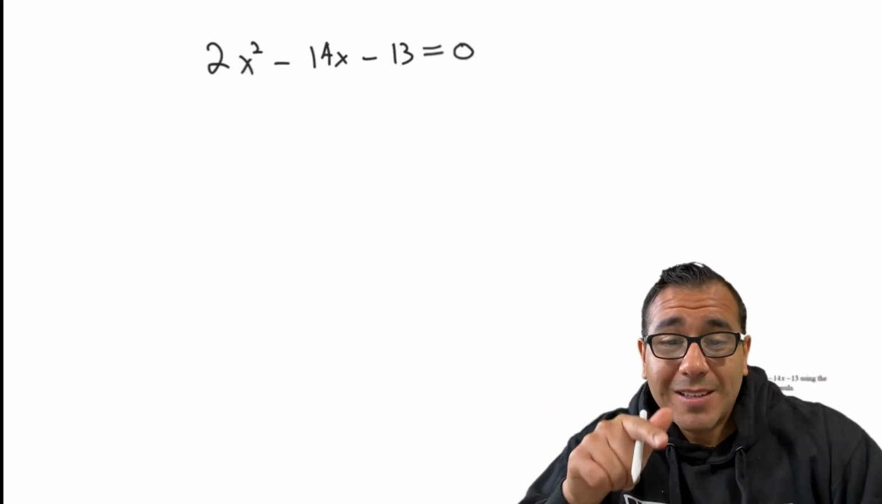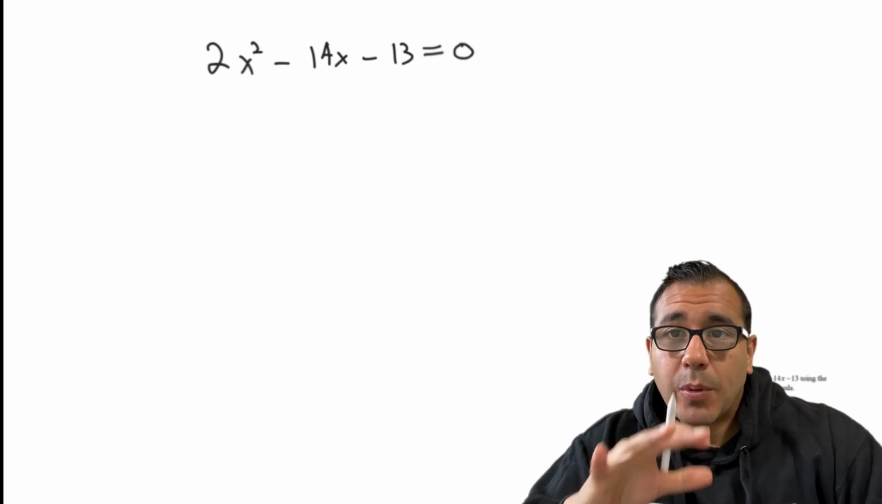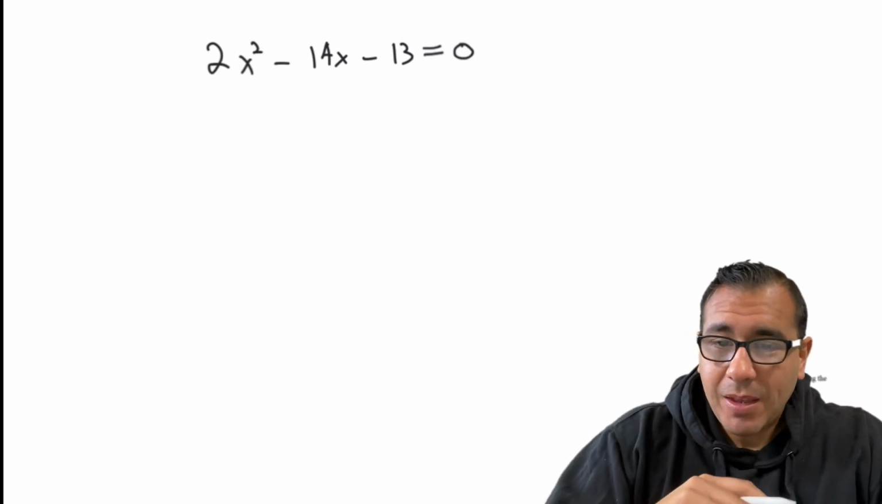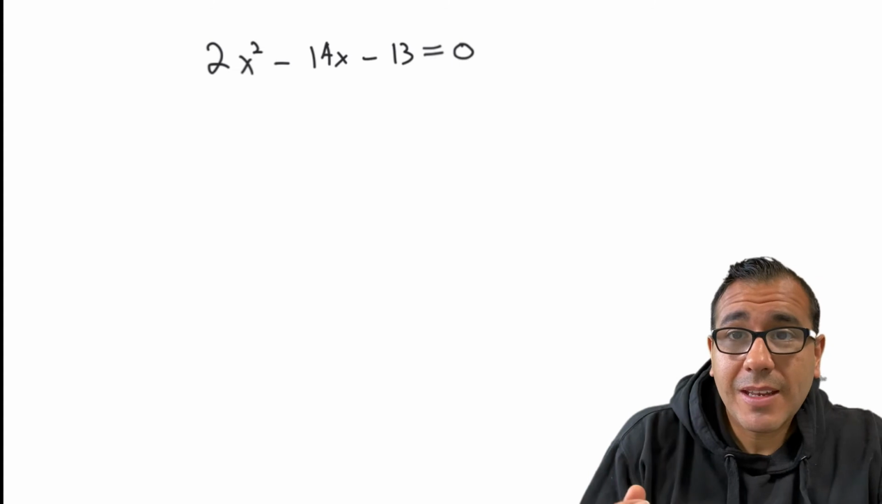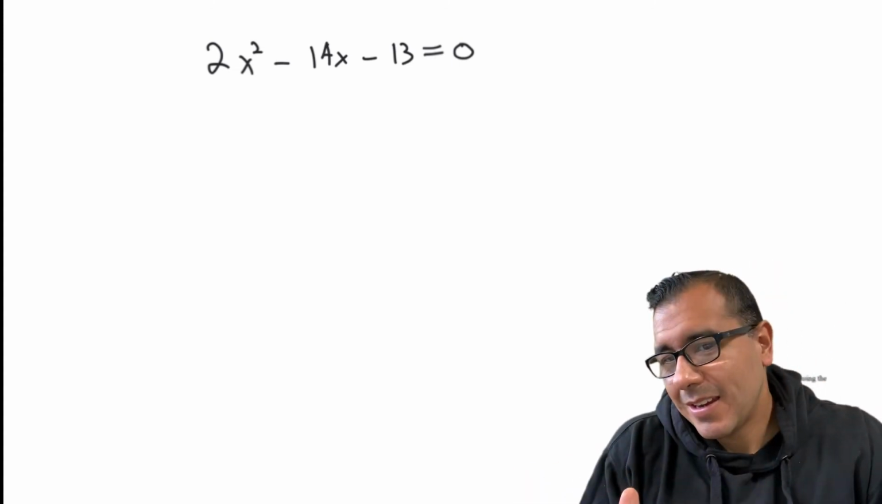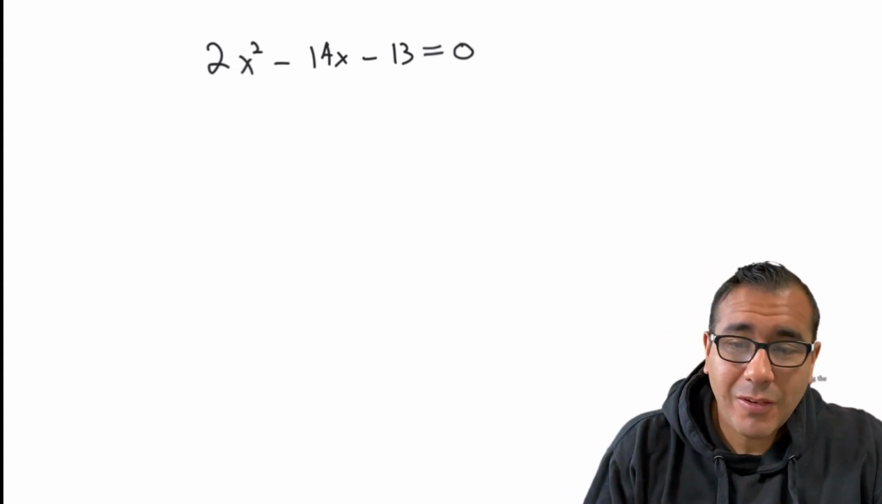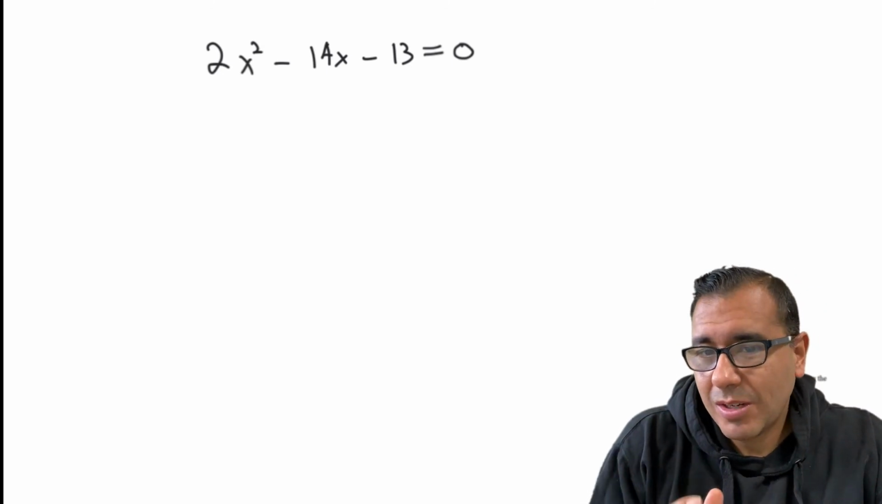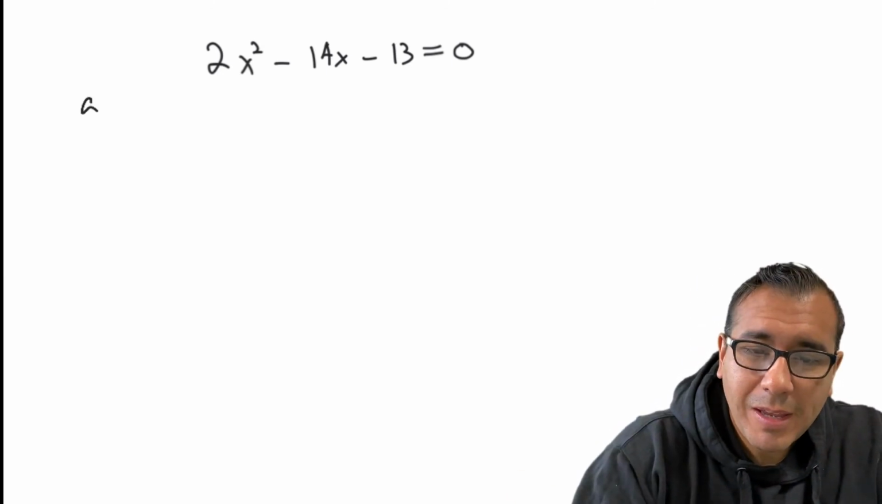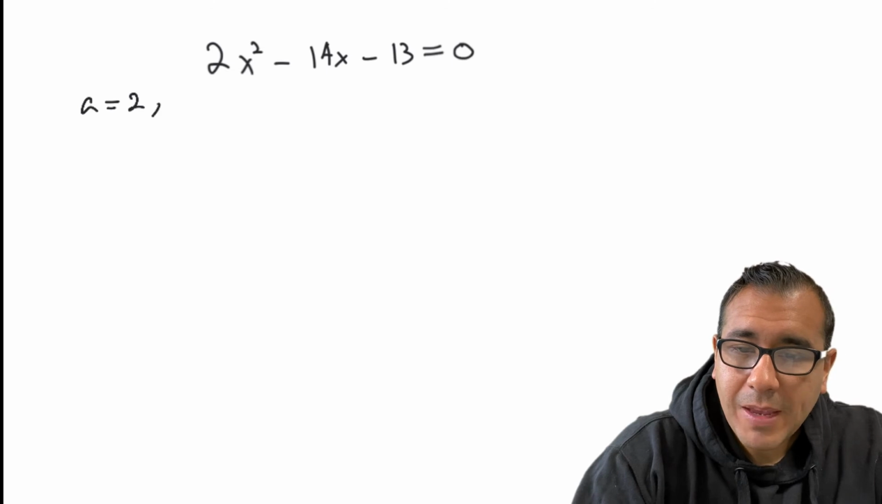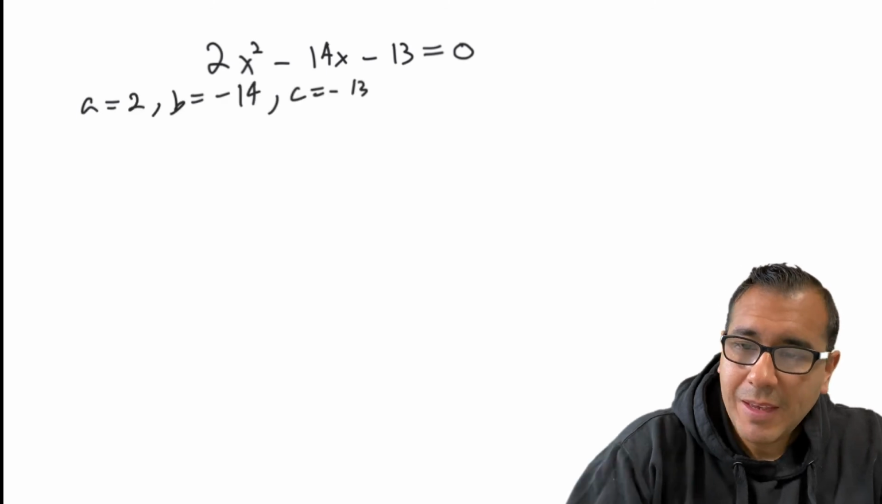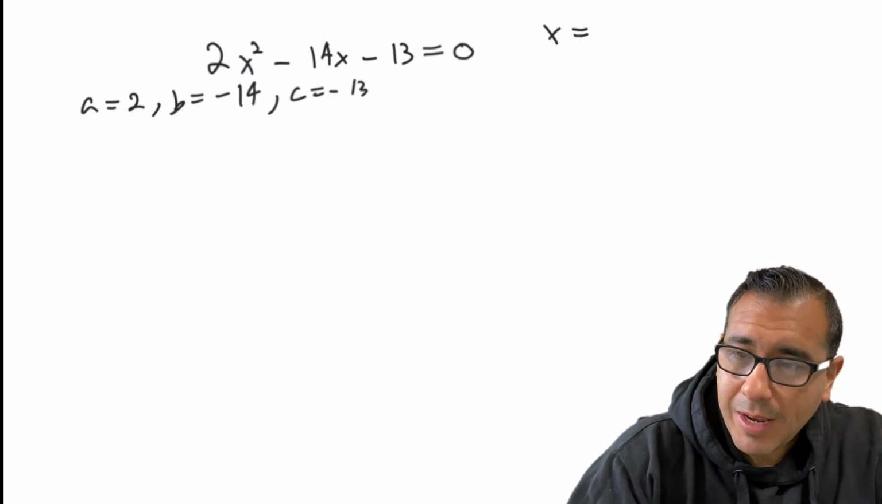All right, so now let's look at one where it doesn't break down nicely. All right, but the good thing about this one is it's already set equal to 0. And I can't divide by a GCF, a greatest common factor. Right, there's no number they have in common. So right away, I'm going to label my A is 2, my B is negative 14, and my C is negative 13. And once again, I'm going to have my quadratic formula off to the side.